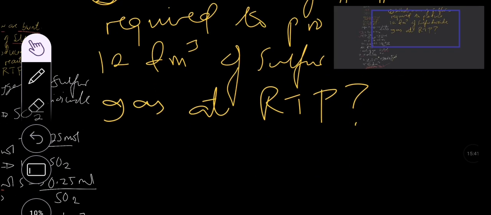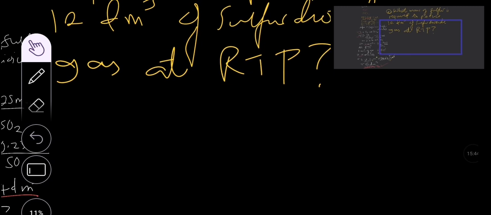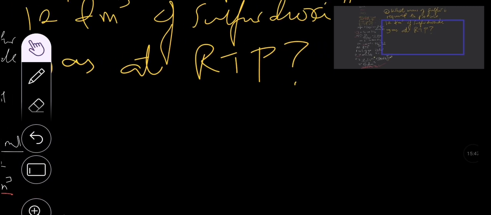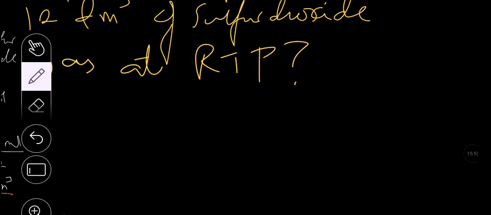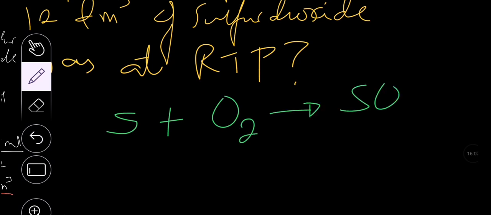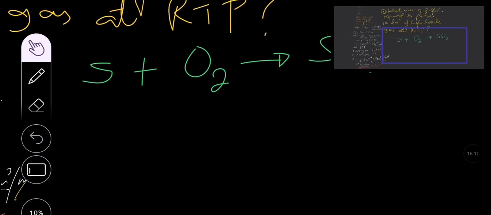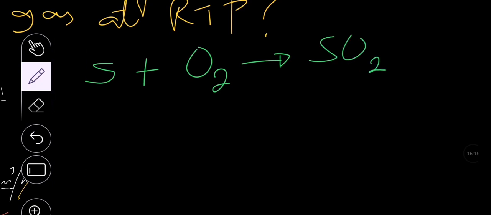So what we are going to do here, simply, is follow the same steps. Number one, write down the equation, and our equation must be well balanced. This time I'm going to choose green. First write down the equation. The equation is sulfur plus oxygen, O2, producing sulfur dioxide. Good, we're good here. Now the question is, what mass of sulfur is required to produce 12 cubic decimeter of sulfur dioxide gas at room temperature and pressure?